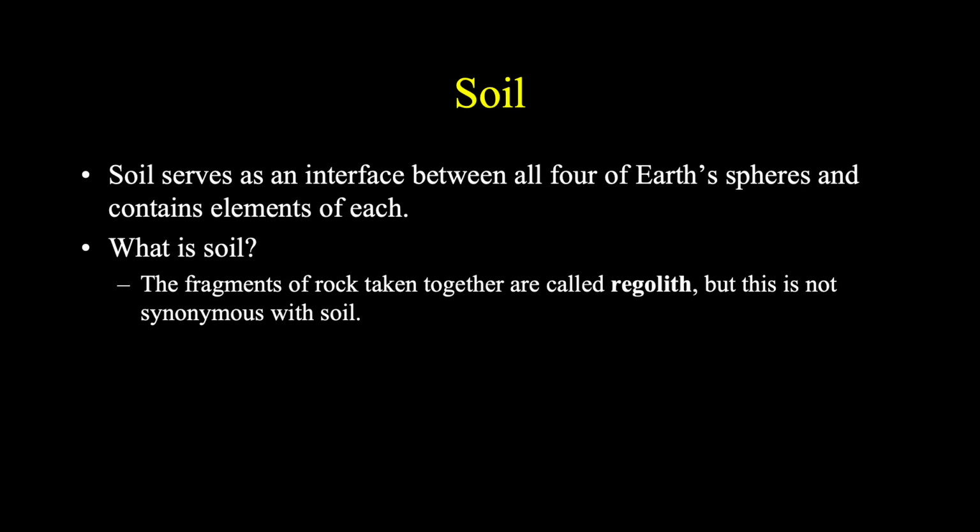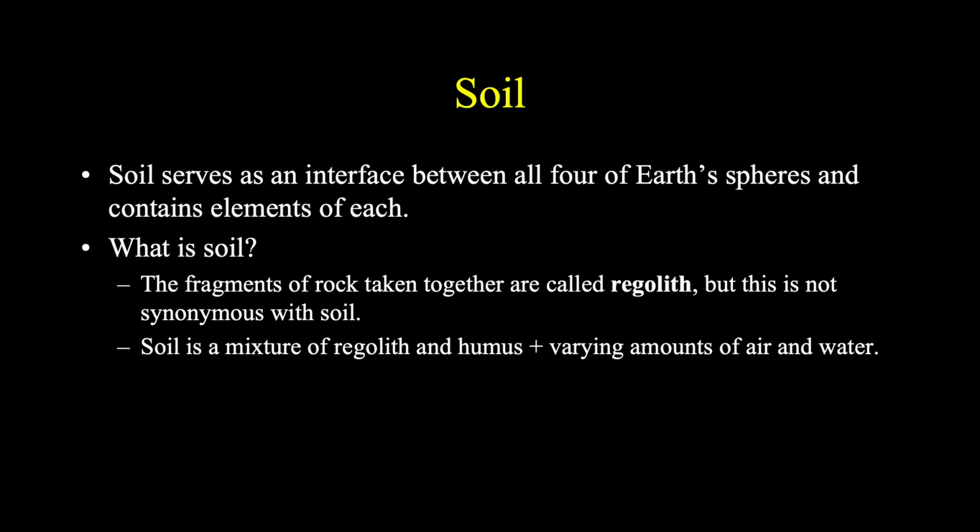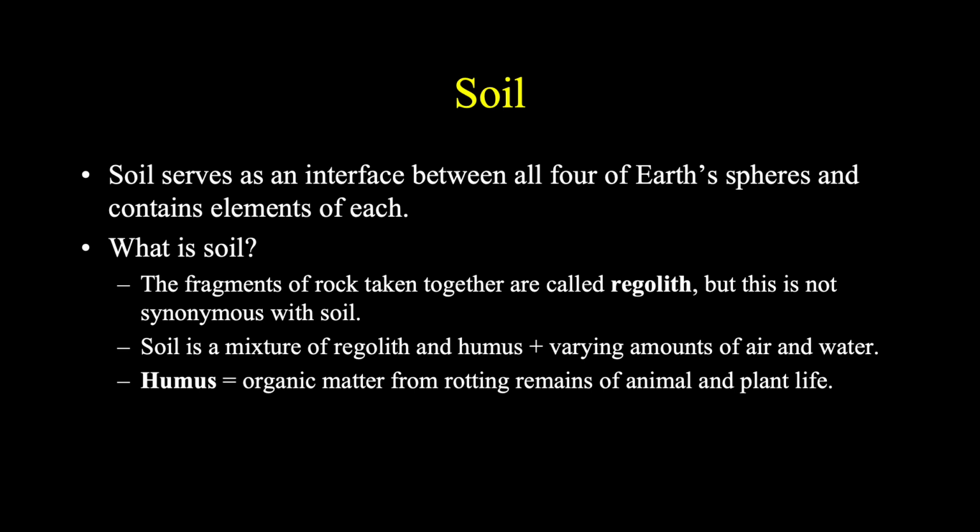Soil consists of fragments of rock which taken together are called regolith. But regolith is not synonymous with soil. Soil is a mixture of regolith and humus and various amounts of air and water. You know what air and water are. But what is humus? Humus is organic matter from the rotting remains of animals and plants.